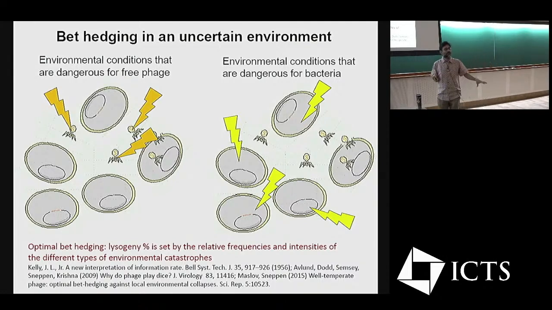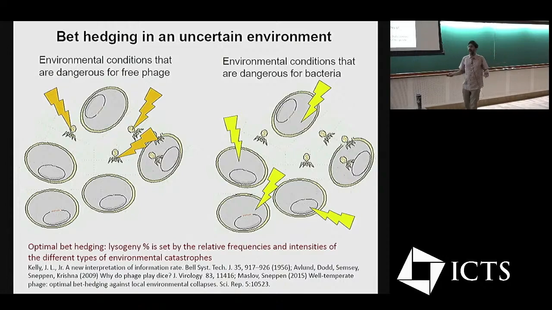You want to be outside. So people have proposed that, in an uncertain environment, you would hedge your bets, and then this percentage of lysogeny would be reflective of how much time you see this kind of environment or that kind of environment, right?